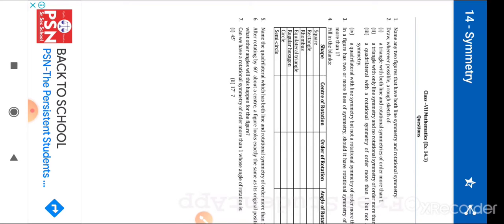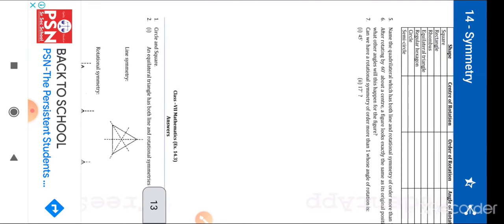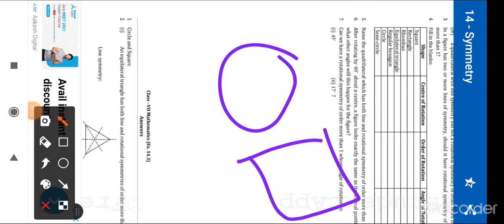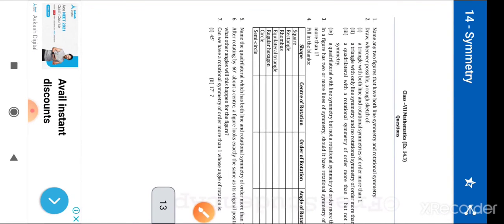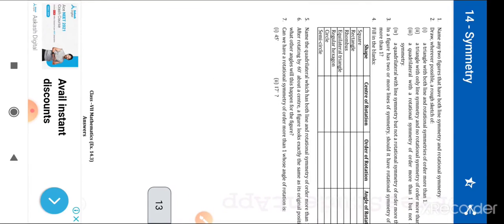First question of this exercise is, name any two figures that have both line symmetry and rotational symmetry. So here a circle and a square are the two figures which have both line symmetry and rotational symmetry. Our next question is, draw wherever possible a rough sketch of a triangle with both line and rotational symmetry of order more than 1. So an equilateral triangle has both line and rotational symmetry of order more than 1, and here is the diagram of an equilateral triangle with axis of symmetry.